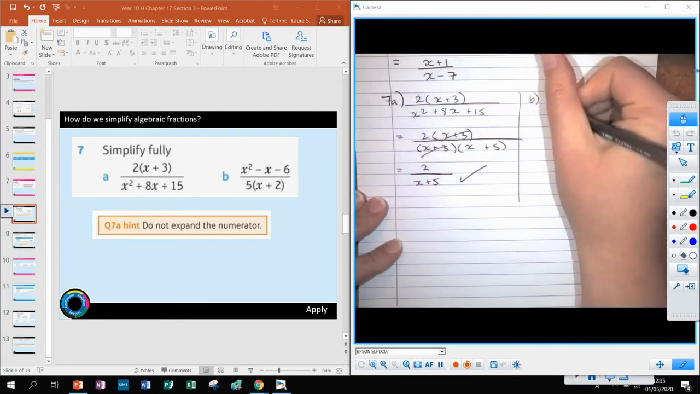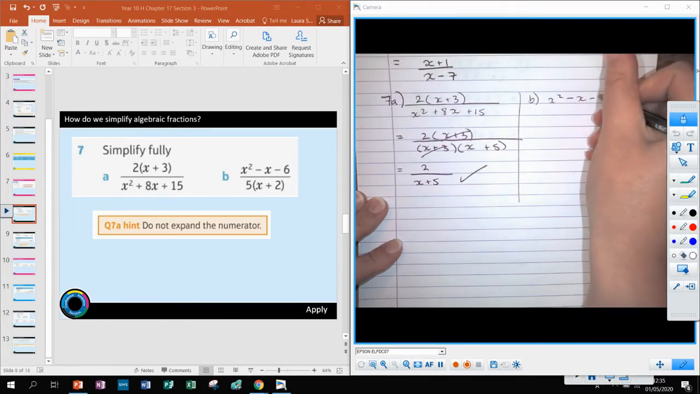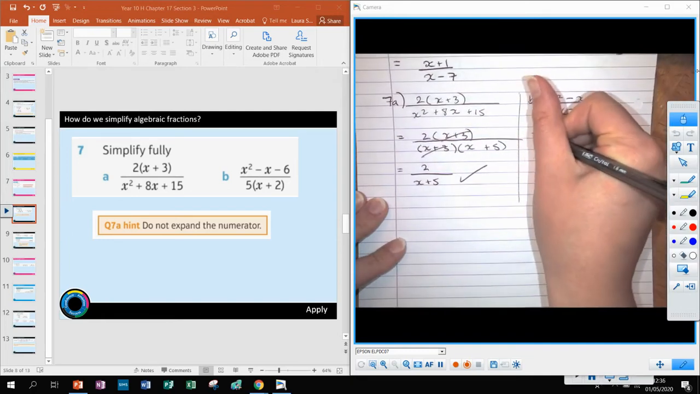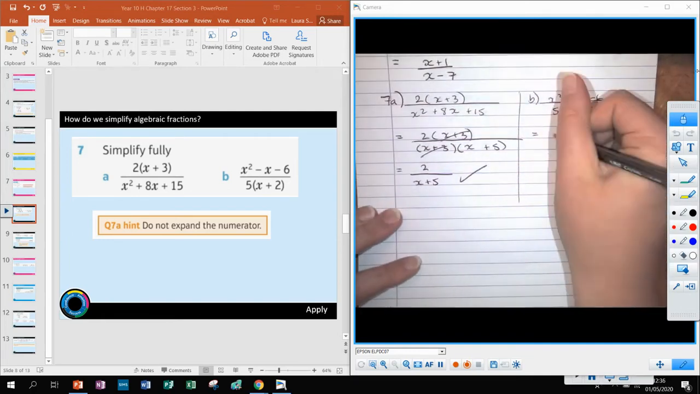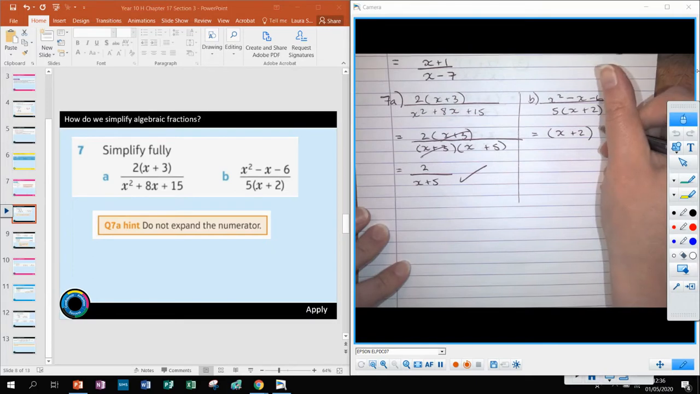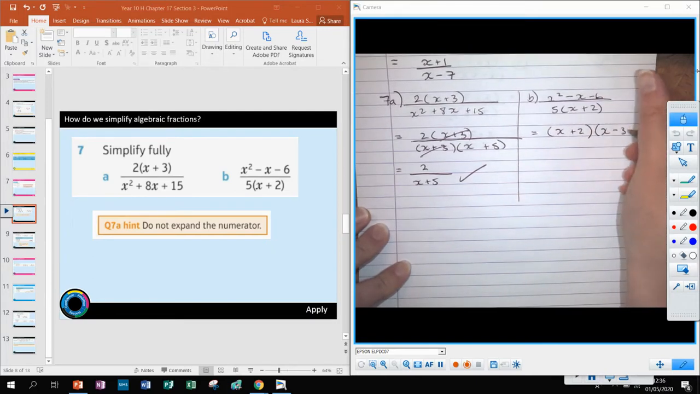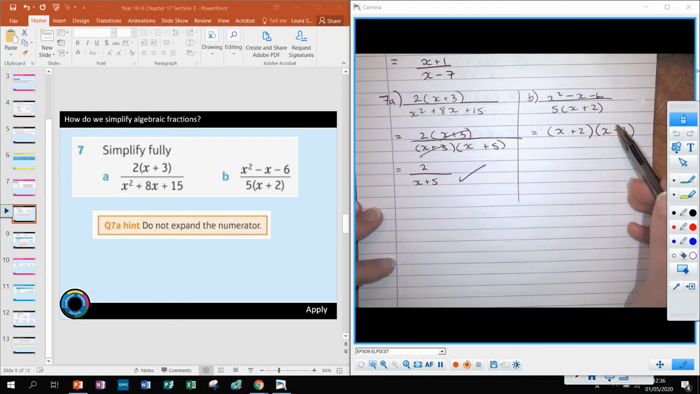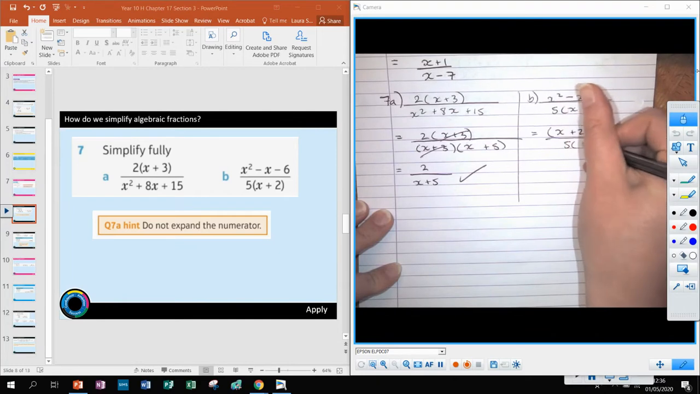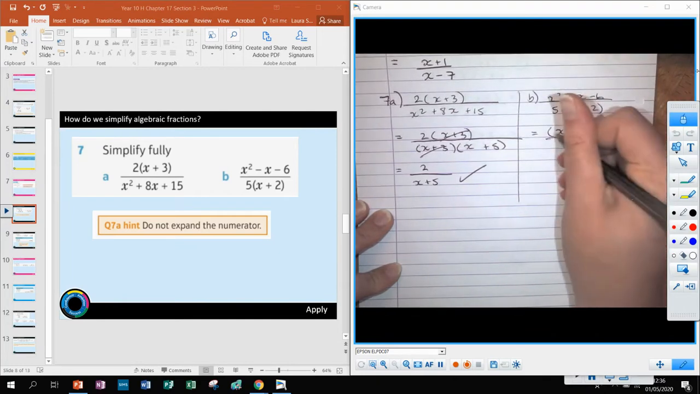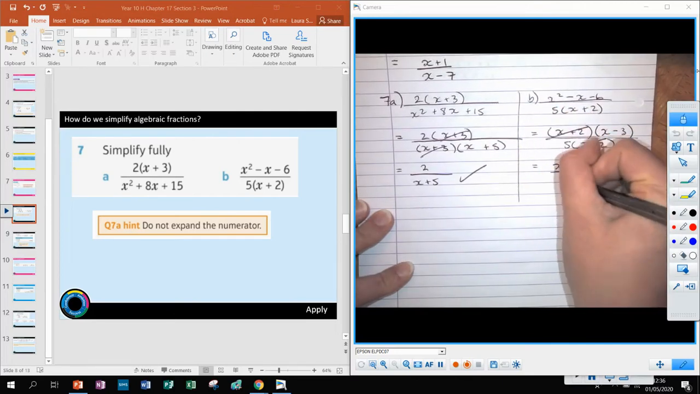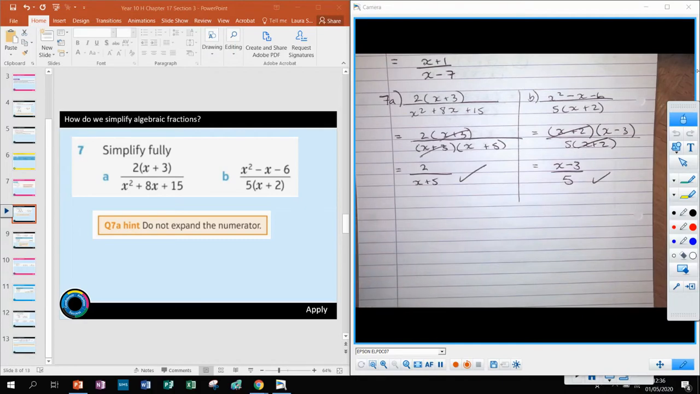Let's try section B. So 7b, we had x squared minus x minus 6 all over 5 brackets x plus 2. Again, using our logic, we know that we're going to have an x plus 2 in our numerator, or else nothing will cancel. So then 2 times negative 3 will work, because that gives me negative 6, and negative 3x plus 2x would be negative 1x. That is all over 5 brackets x plus 2. Now we need to cancel that down, and that gives us a final answer of x minus 3 all over 5. Well done on that one, guys.